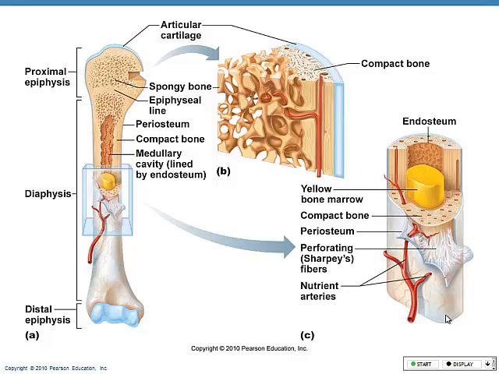Do you ever make roasted chicken? Sometimes you break the bones and you can almost pull this kind of paper-like thing off the bone. That's the periosteum. Those little Sharpey's fibers are that little whitish stuff that you see when you try to pull that off.